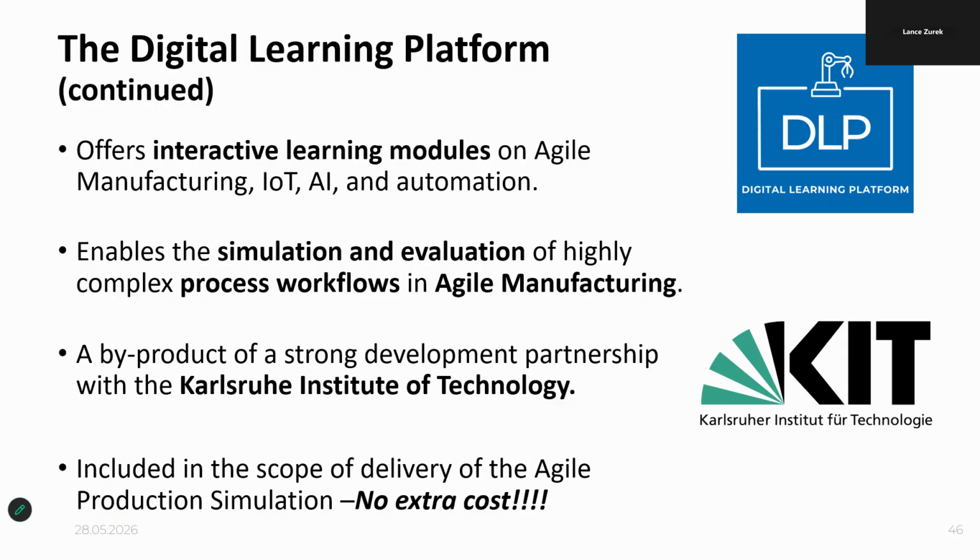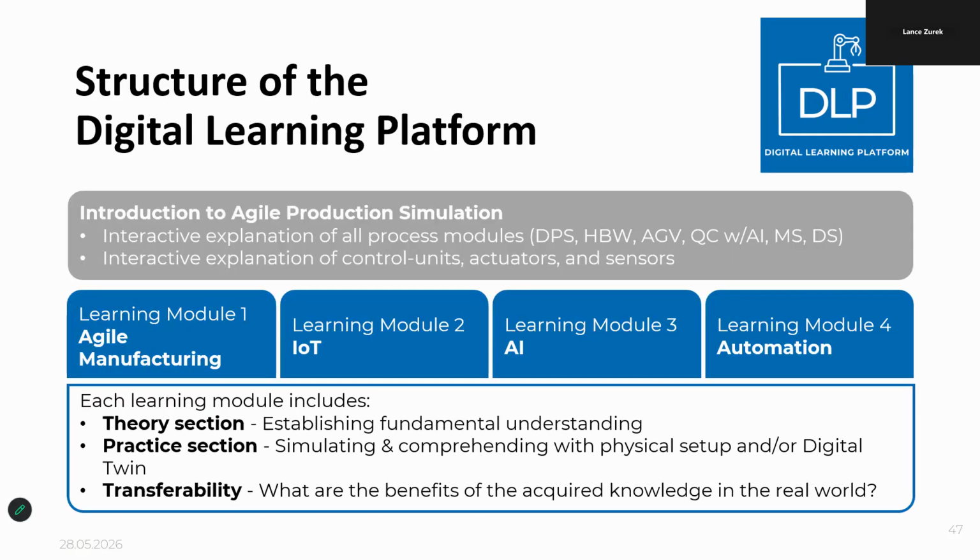Users start with an introduction to the Agile Production Simulation, and this begins with an interactive explanation of each of the process modules, as well as of the control units, the actuators, and the sensors. Following this, the main instruction is broken up into 4 separate modules, one focused on agile manufacturing, the second on the Internet of Things or IoT, the third on artificial intelligence, and the last on automation.